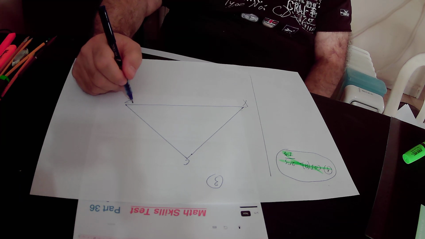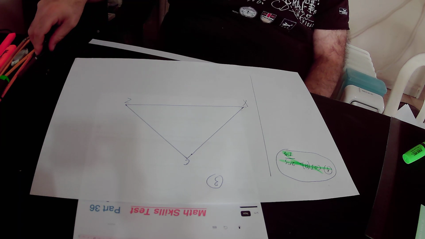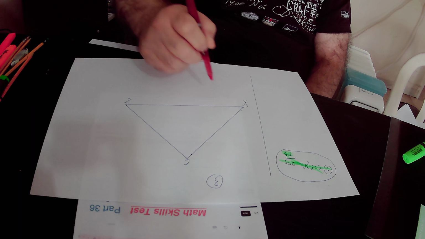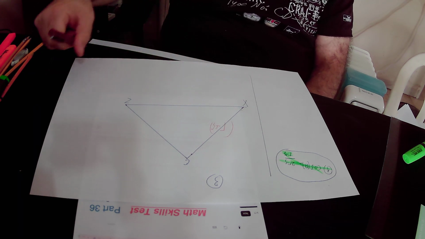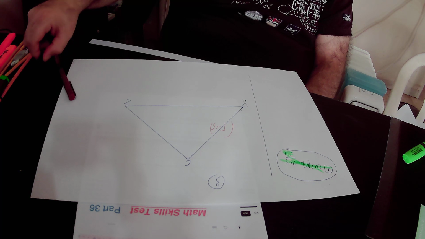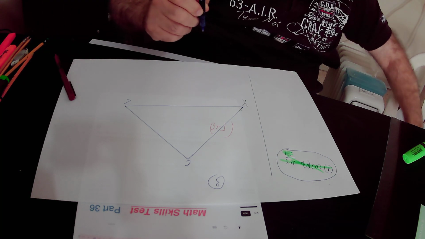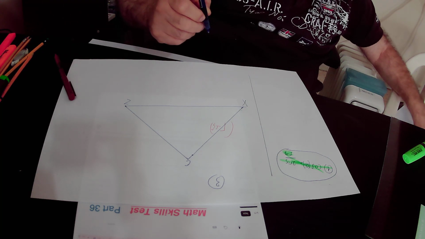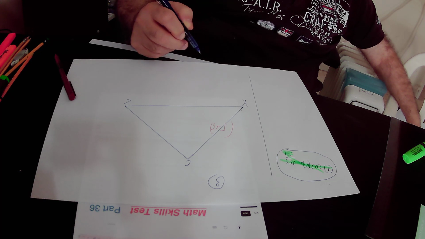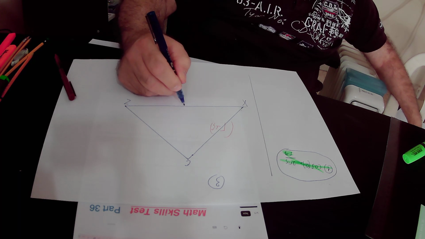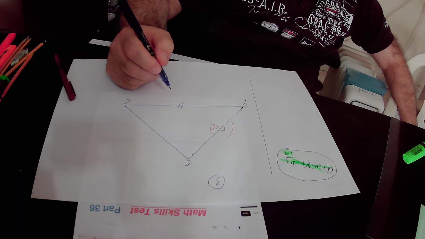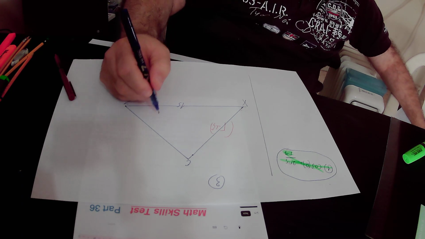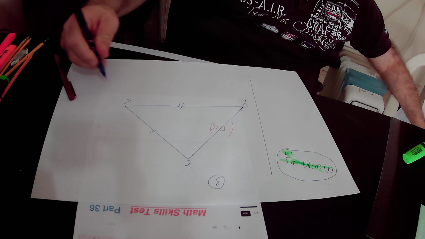We have already found out that xc, or cx, equals r plus 5. We have already found out that xz is equal to 15, and we have already found out that cz is equal to 10 plus r.